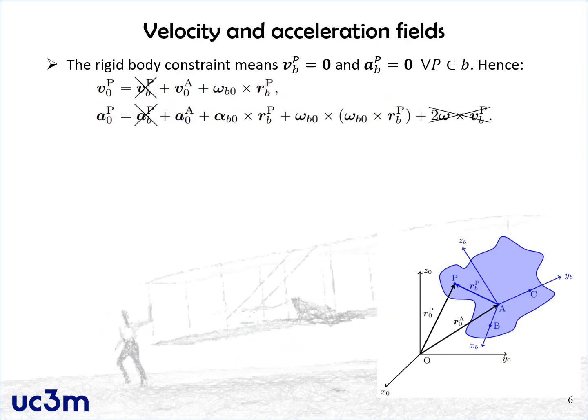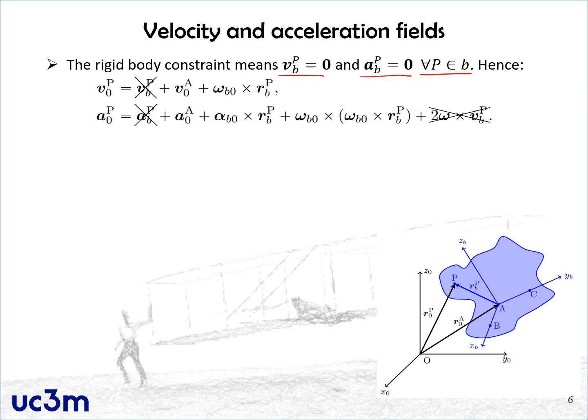Okay, so let us discuss the velocity and acceleration field of a rigid body. Now, if you remember, the condition that a point P is a body point, by virtue of the rigid body constraint, means that its velocity and its acceleration in the reference frame that is body fixed, reference frame SB, is equal to 0. And that's true for any point P of the rigid body.